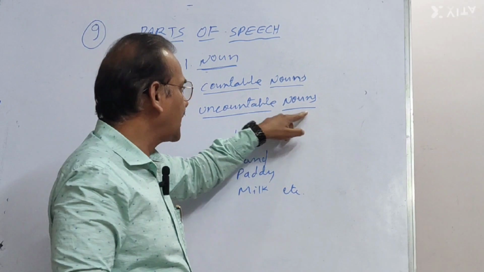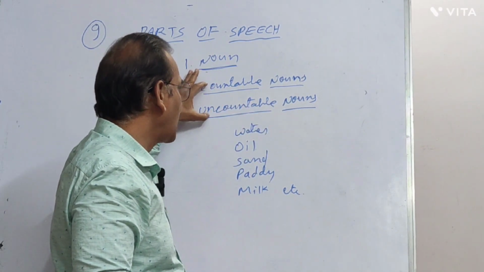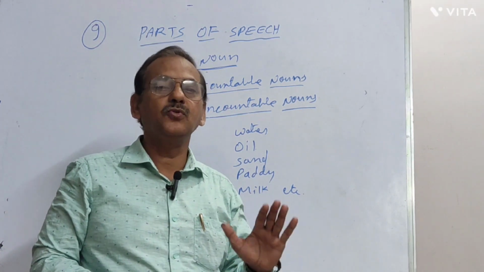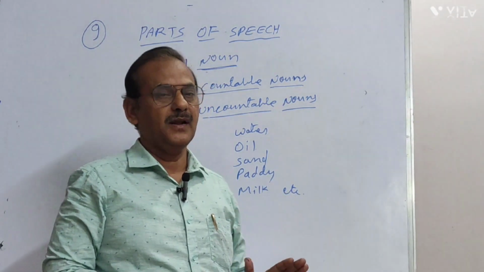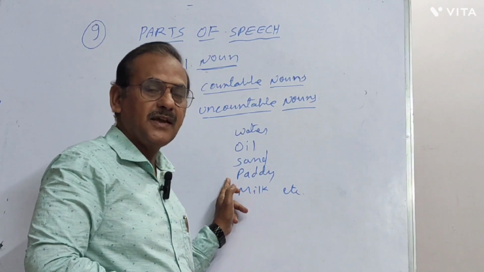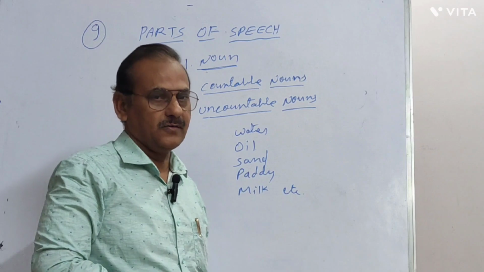Please once again try to understand the difference between these two, countable and uncountable. Countable is nothing but those which are able to be counted in number, and those which are unable to be counted individually are called uncountable nouns.